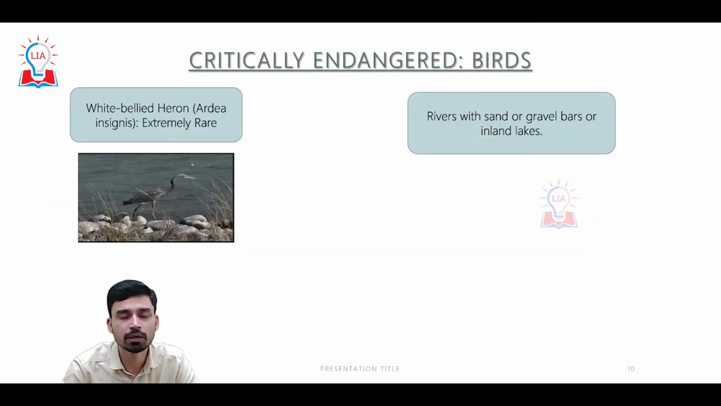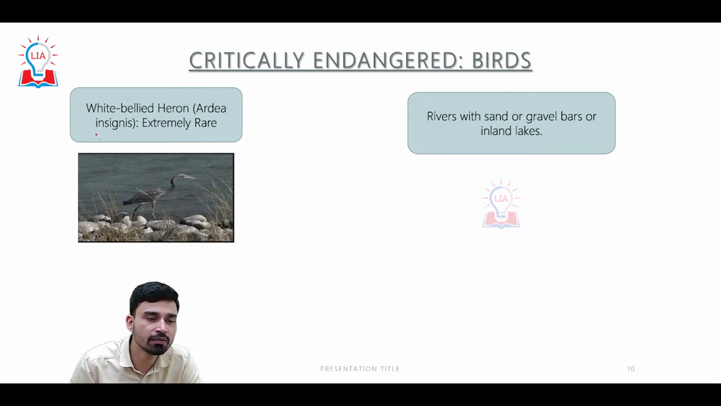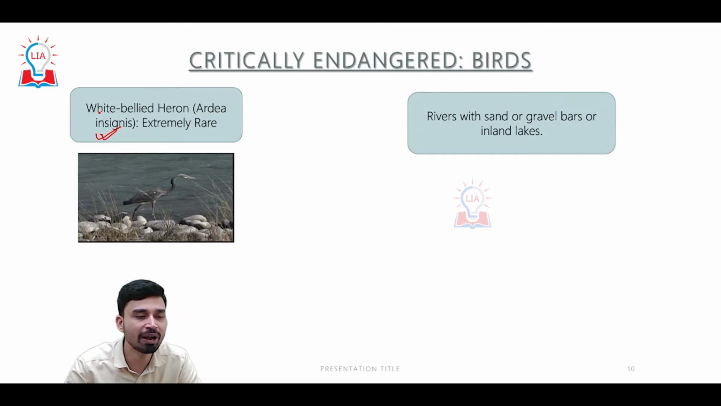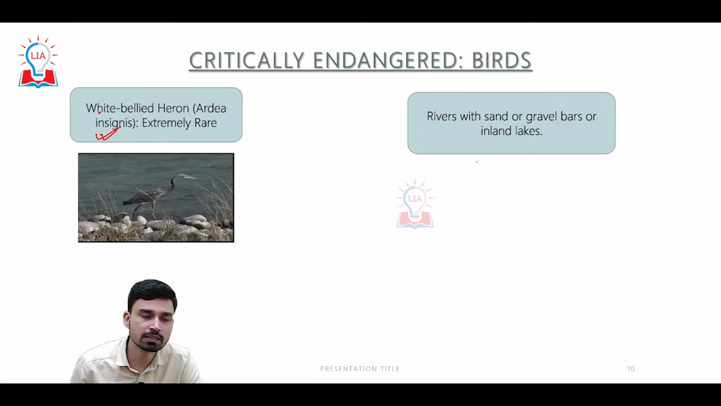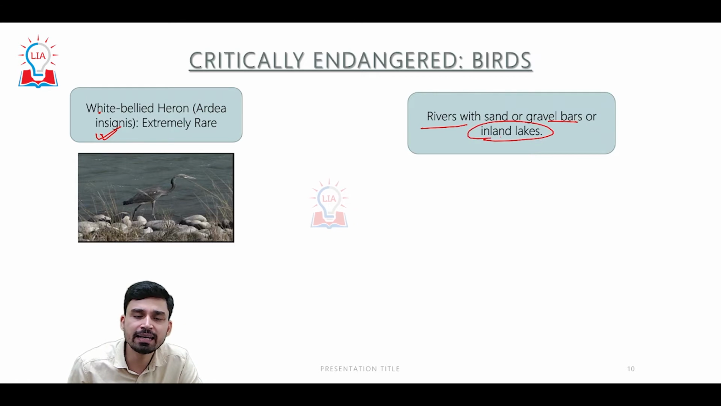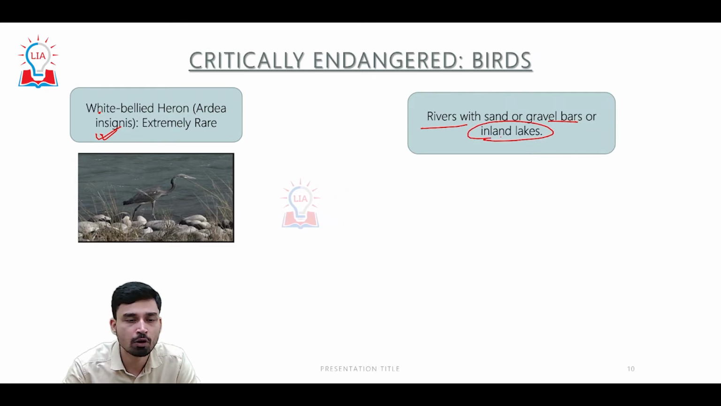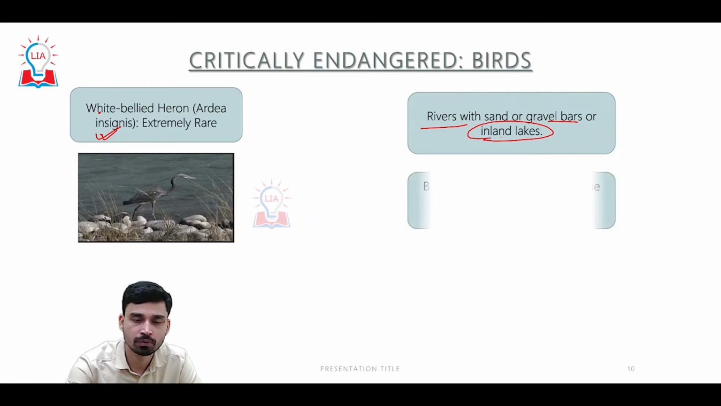The third bird that also belongs to the critically endangered category is a very, very rare, extremely rare bird called the white-bellied heron. The scientific name is Ardea insignis. This bird now lives near riverbank areas where we have sand or gravel bars, or inland lake areas. So this is the habitat of the white-bellied heron.